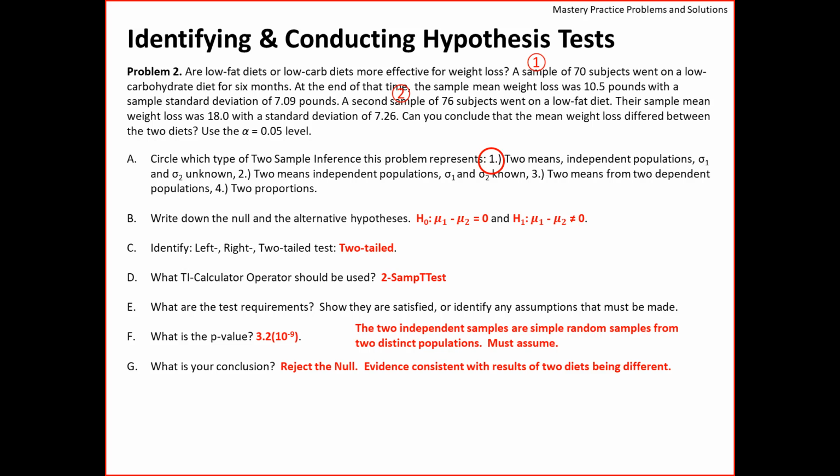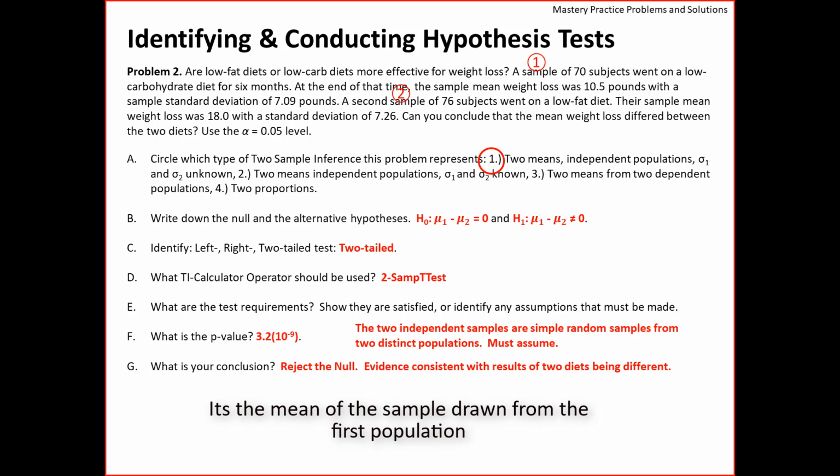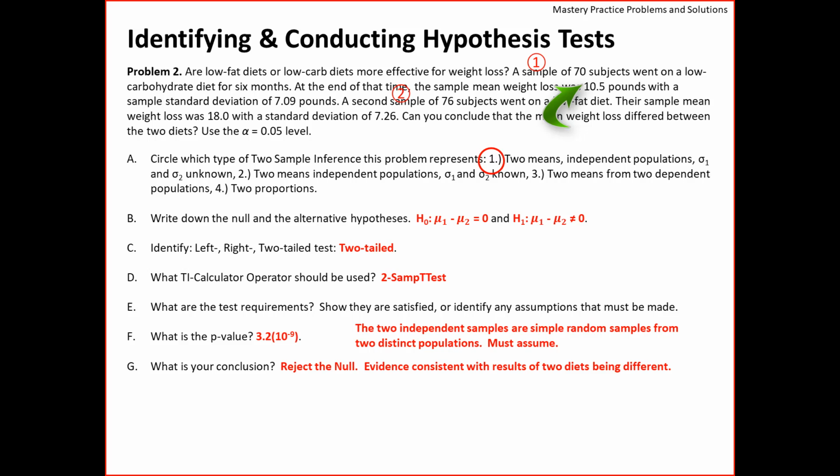And it asks what is x1? x1 bar, that's the mean of the first population. That was, looking back, 10.5 pounds. All right, 10.5 pounds, so I put in 10.5. I'm going down to what was the standard deviation. It was 7.09. Standard deviation 7.09, and there were 70 subjects in that sample.